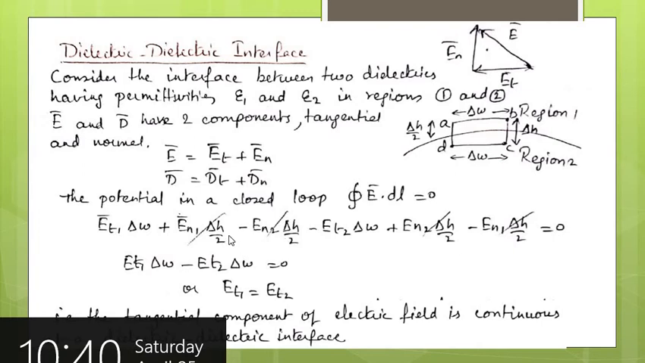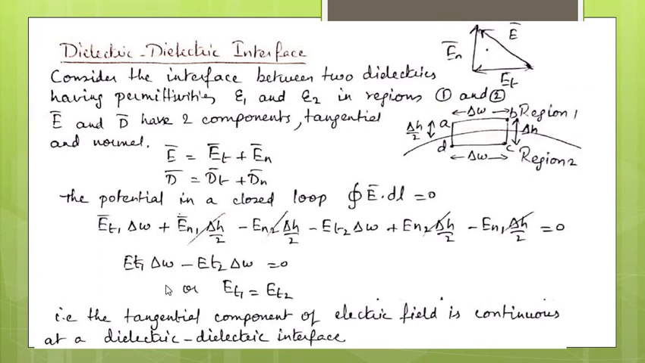So here these four terms get cancelled: plus En1 minus En1 delta H by 2, and minus En2 delta H by 2 plus En2 delta H by 2. So these are the terms which are left. Et1 delta W minus Et2 delta W is equal to 0. Take delta W common and bring it this side. So we get Et1 is equal to Et2.